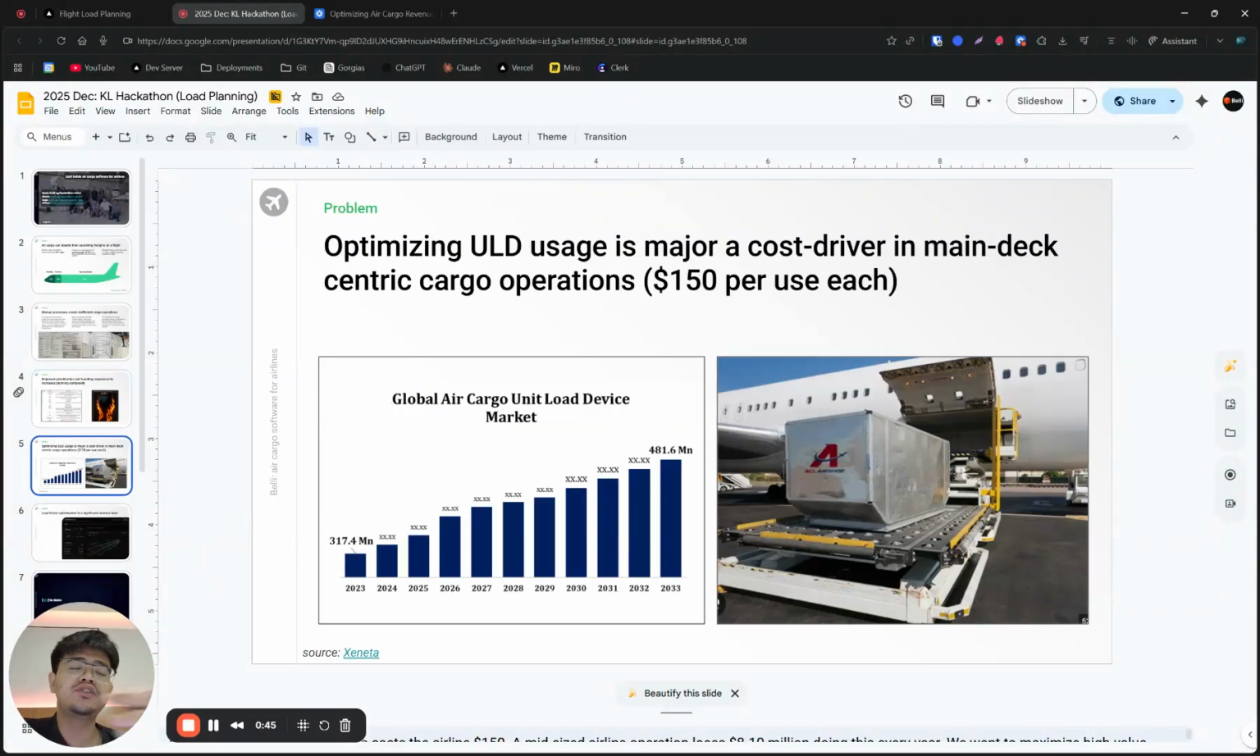Each time an airline uses an extra ULD, it costs them around $150 extra. And for a mid-sized airline, this will cost them about $8 to $10 million a year.